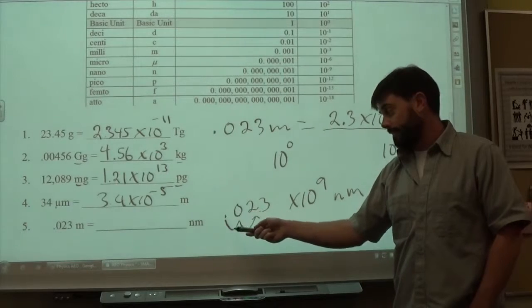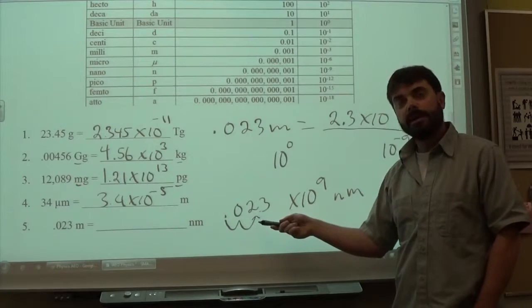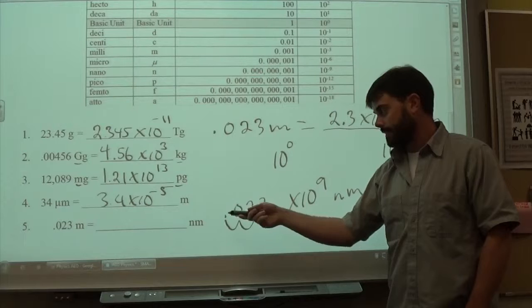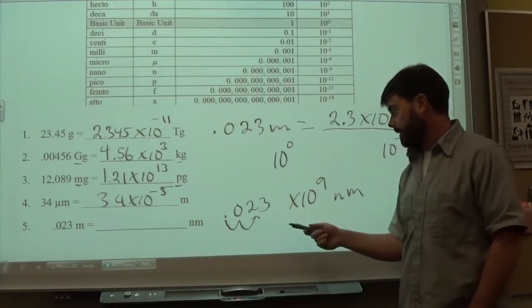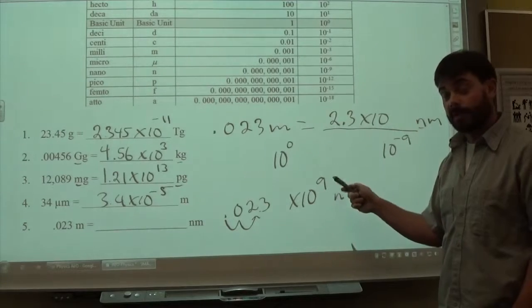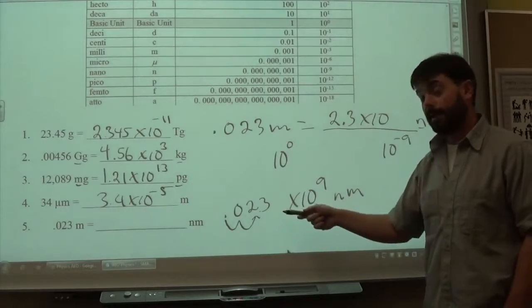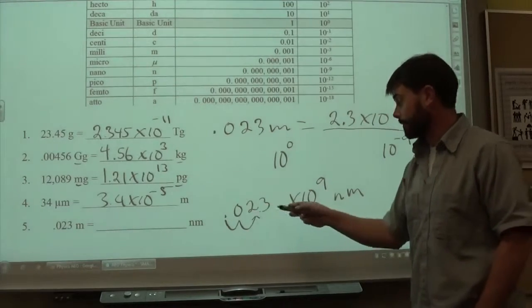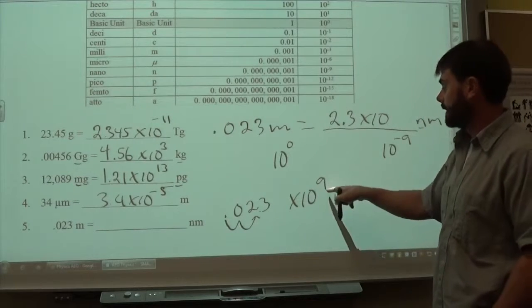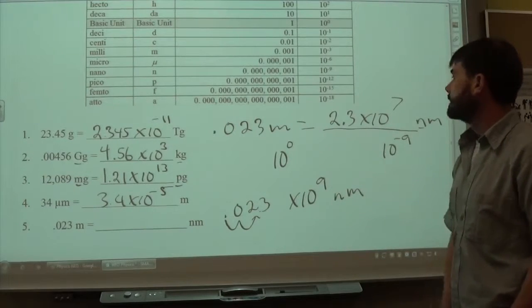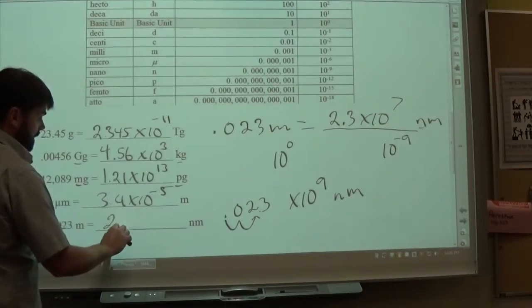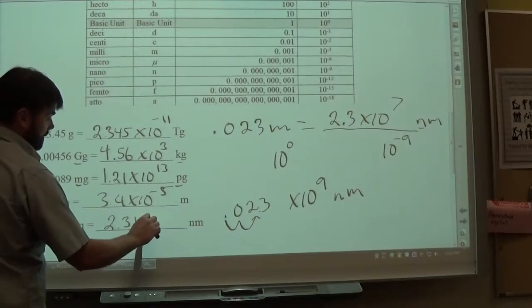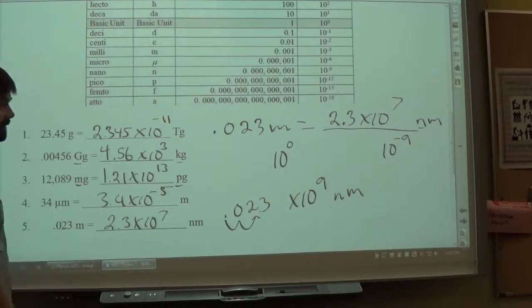If I make this 10 and 100 times larger, because I'm multiplying or moving the decimal to the right, bigger, bigger, make this smaller, smaller. So you've got to subtract 2 from this if I moved that to the right, because I make this number bigger by 2 tens. I've got to make this smaller by 2 tens. So that's going to be 10 to the 7th. So 2.3 times 10 to the 7th nanometers.